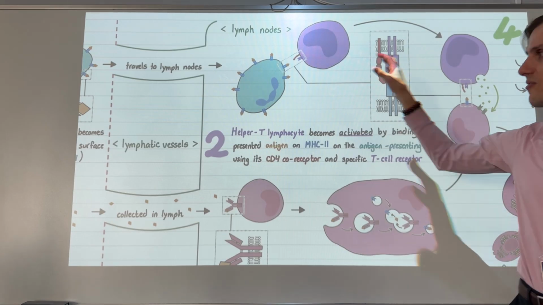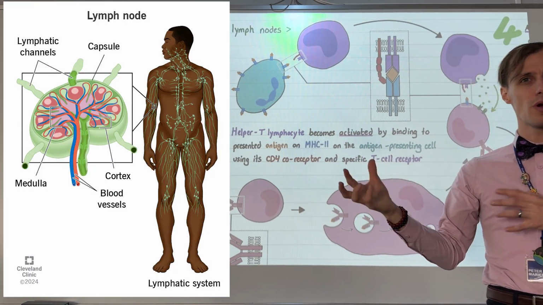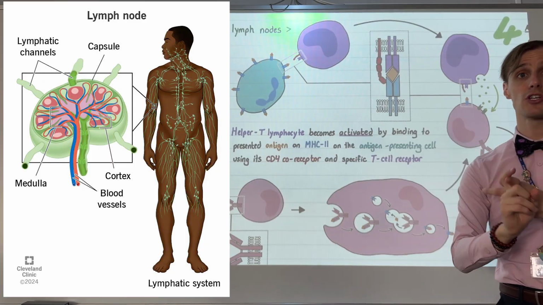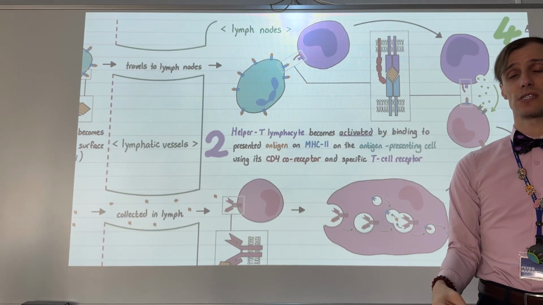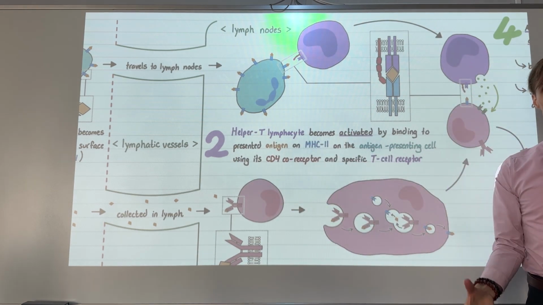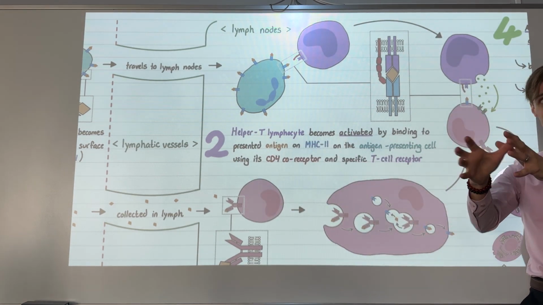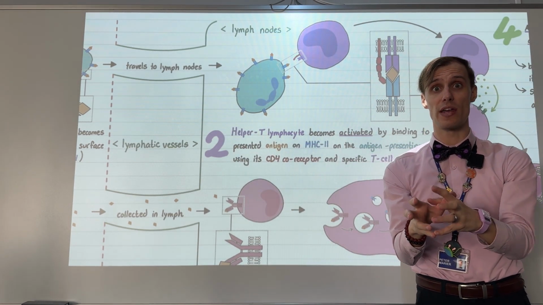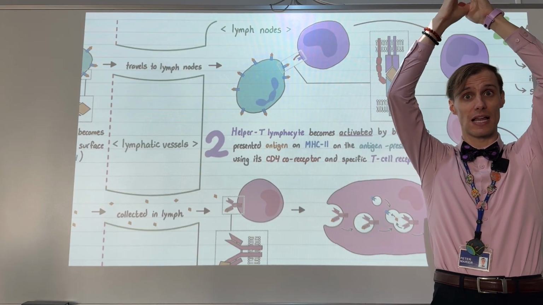We've now entered the lymph nodes. So what's happening here? So let's first talk about how your helper T lymphocytes become activated. So these antigen-presenting cells are arriving in the lymph nodes, and they have the antigens of the thing they just destroyed presented on their MHC2 class receptors.